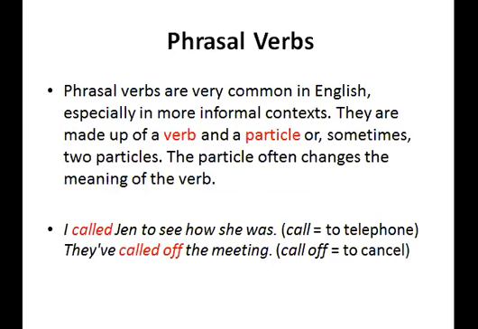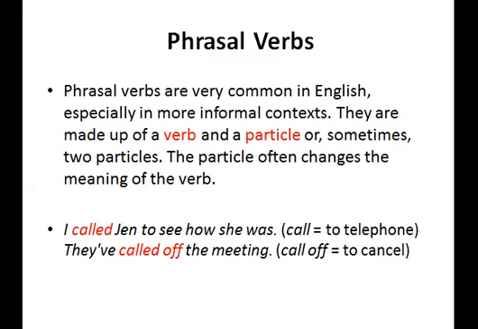So here we go. Phrasal verbs. Phrasal verbs are very common in English, especially in more informal contexts, that is, in our everyday lives. They're made up of a verb and a particle, usually a preposition: in, on, off, up, down, around, across, etc. Sometimes two particles. The particle often changes the meaning of the verb.